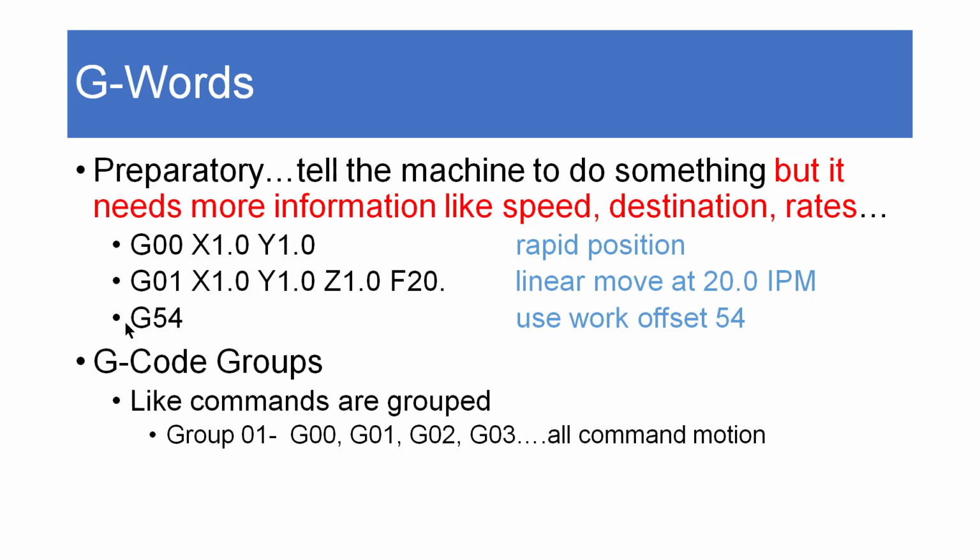So G codes are grouped, and you can kind of imagine why. The like commands are grouped. As an example, group 1 are all motion commands: rapid, linear, arc clockwise, arc counterclockwise. They're grouped like that because I can only do one at a time. I can't tell it to rapid and then move in a linear pace. The two are incompatible, so I can only do one at a time.